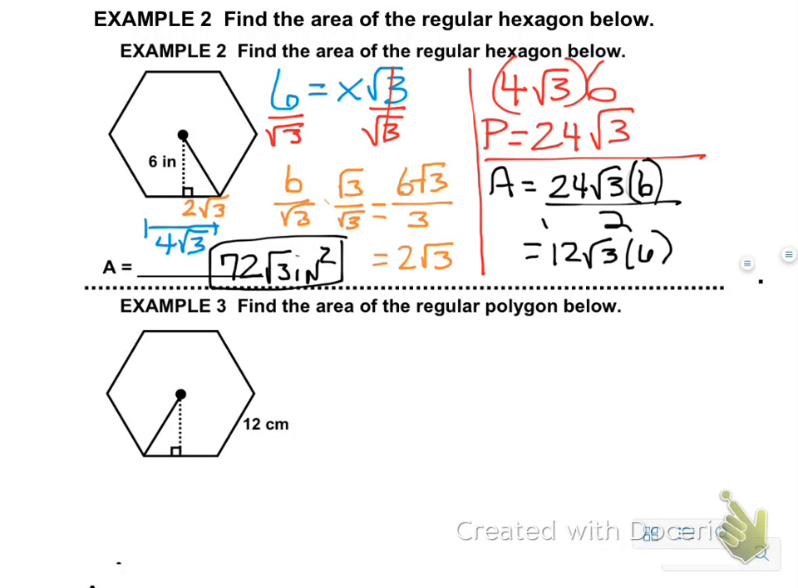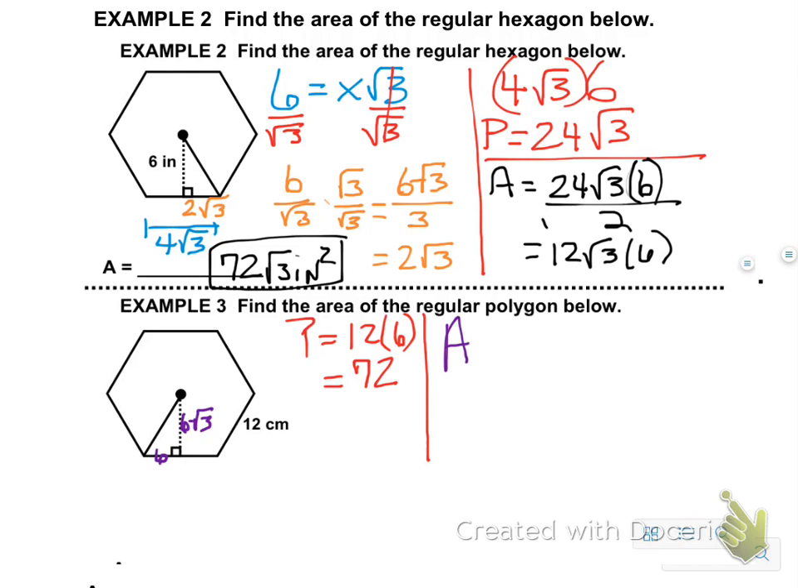Okay, looking at example 3 in the information given, I'm given the side length, so that's going to make it easy to find the perimeter. So perimeter is going to be 12 times 6, which gives us a perimeter of 72. Now I need to determine the apothem, which if that's 6 and we know that it's turned, then x is 6, and that means our apothem is going to be 6 square roots of 3.